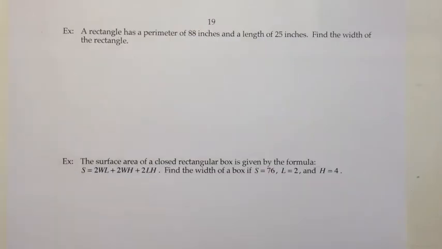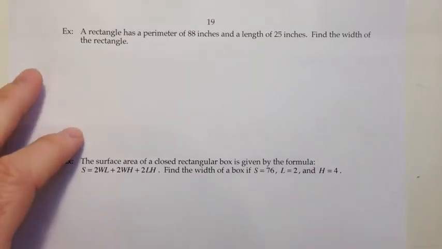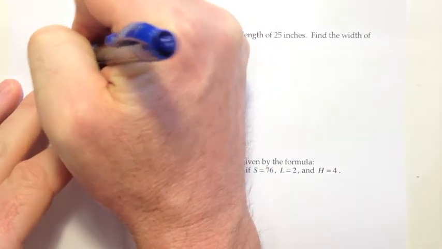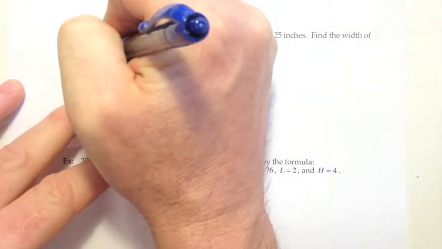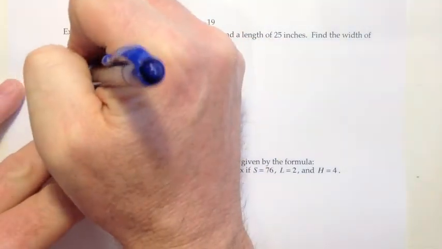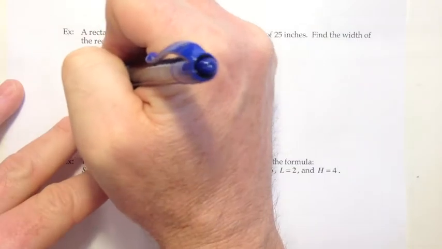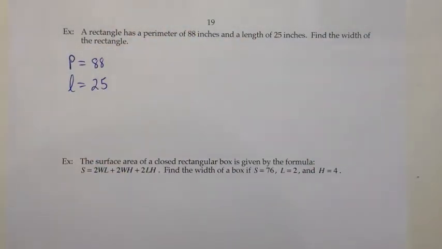Alright, continuing on in section 4.6, let's go ahead and look at some more examples involving formulas. A rectangle has a perimeter of 88 inches and a length of 25 inches. Let me go ahead and label both of those. So they're telling me the perimeter is 88 inches and the length is 25 inches. And then they want me to find the width of the rectangle.